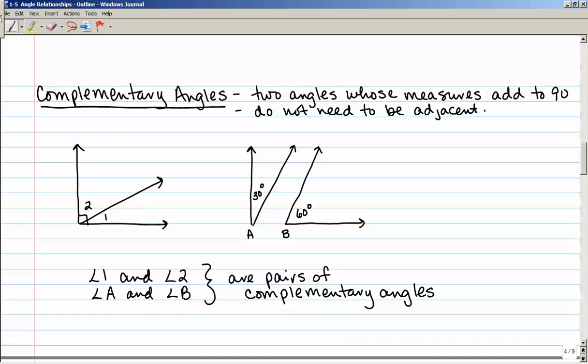And also over here, angle A measures 30 degrees, angle B measures 60 degrees, and 30 plus 60 is 90. So angles A and B are also another pair of complementary angles. They don't have to share a common side. They do not have to be adjacent. They just need to add up to 90.